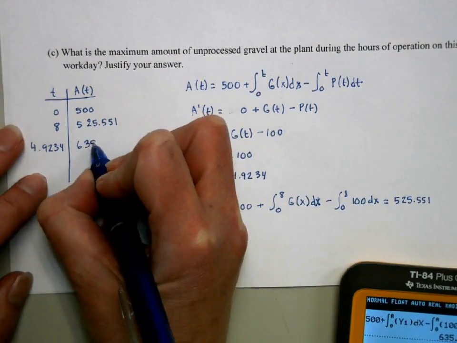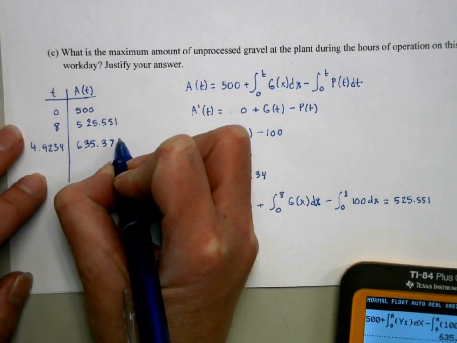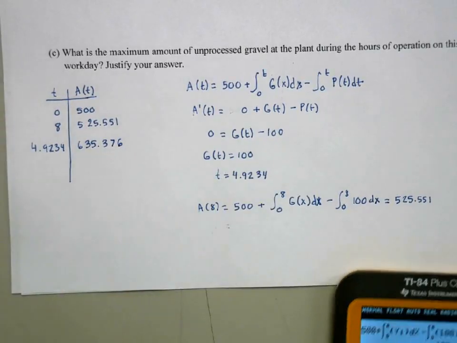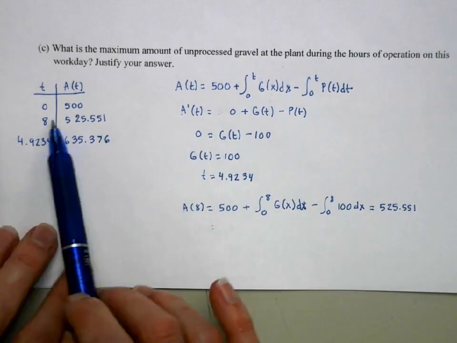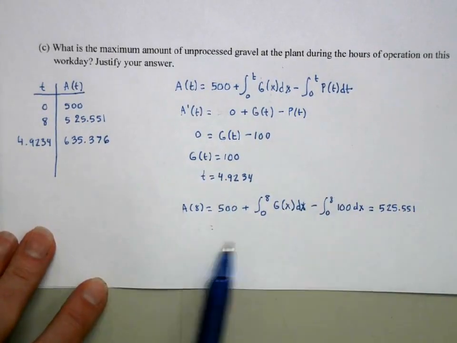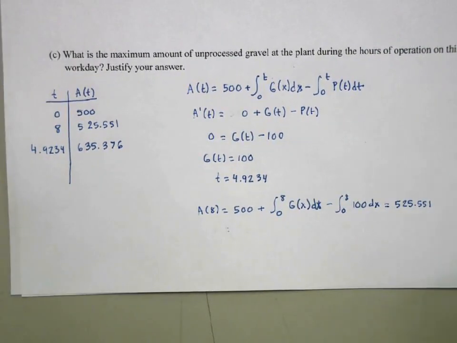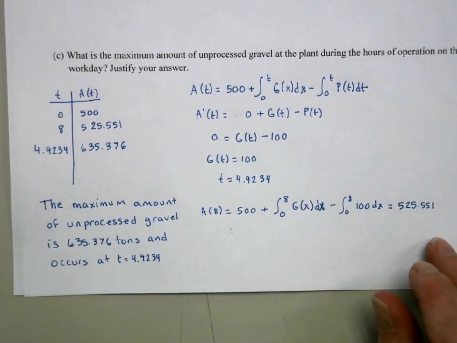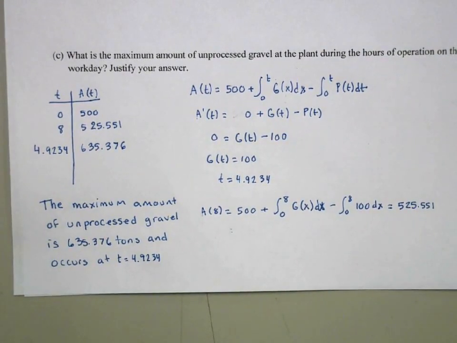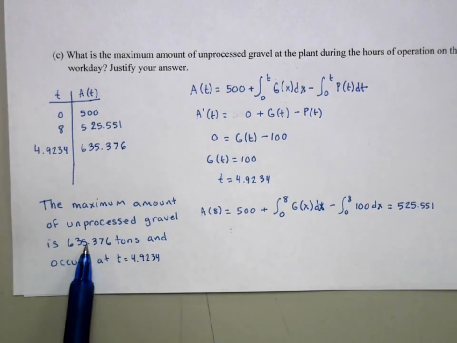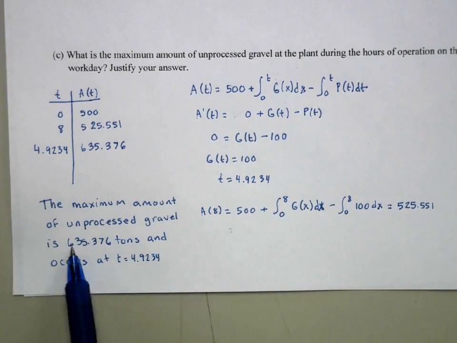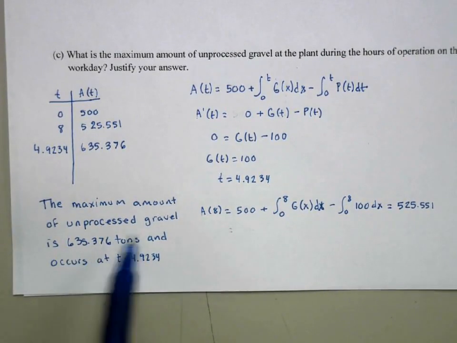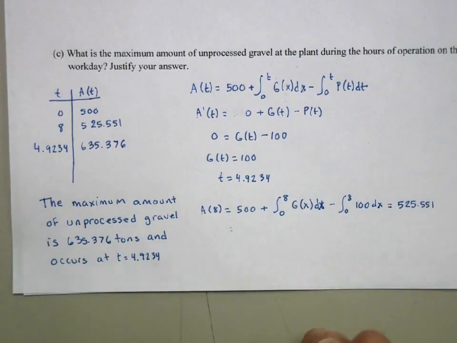Okay, so it says, what is the maximum amount? This is our maximum amount. This is our justification, but we're going to go ahead and state our answer. Okay, for my answer, I'm going to cover all my bases. It asked what is the maximum amount, so what we're looking for is that 635. But the maximum amount of unprocessed gravel is 635.376 tons and occurs at this value. Because sometimes they might ask you for when, sometimes they might ask you for how much. So by answering both, you are covered.